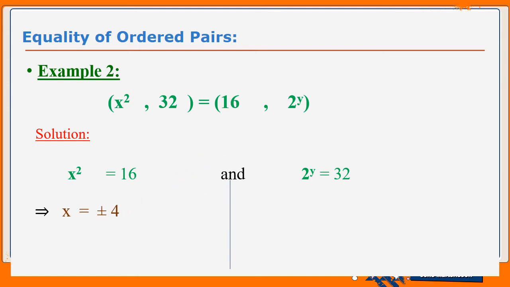2 to the power y equals 32. As we know before, 32 is 2 to the power 5. We have the same base here, then the powers will be equal. So y equals 5.